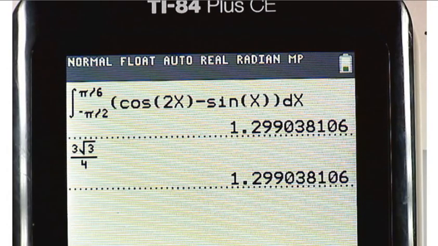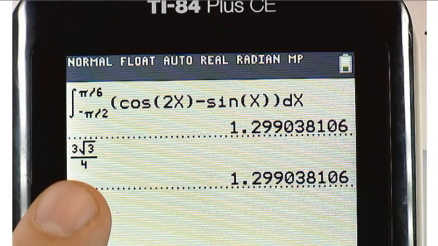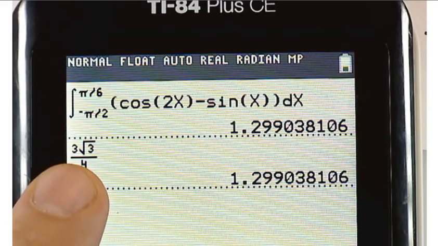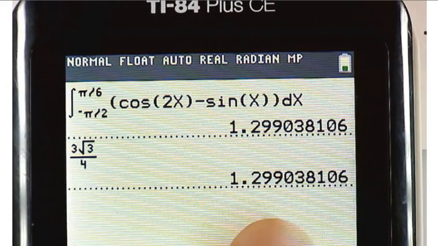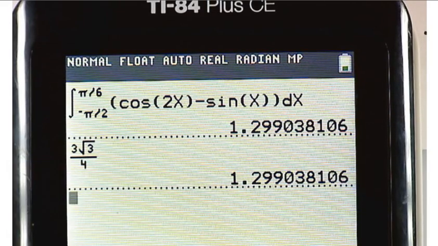On a test, there's various things I can do, but if I'm asking for an exact answer, this is what I want. Your calculator's not going to be able to find this. It will be able to give you that. So it can confirm it, but it's not going to find it for you.